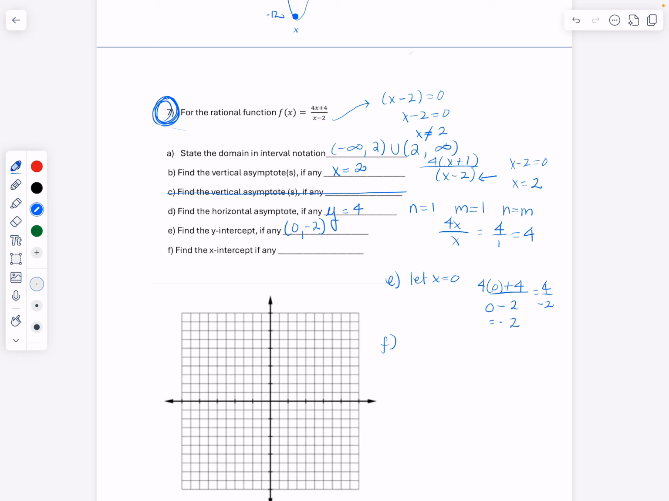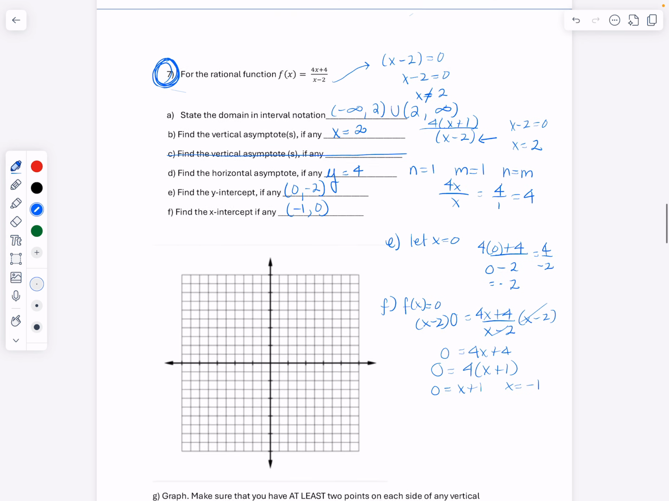F, x-intercepts. So x-intercepts mean I have to let f of x equal 0. So I have 0 equals 4x plus 4 over x minus 2. And if I multiply both sides by x minus 2, x minus 2 times 0 is 0. So 0 equals 4x plus 4. Now, if I factor out a 4, I get 4 times x plus 1 equals 0. 0 equals x plus 1, x equals negative 1. So the x-intercept is negative 1, 0.